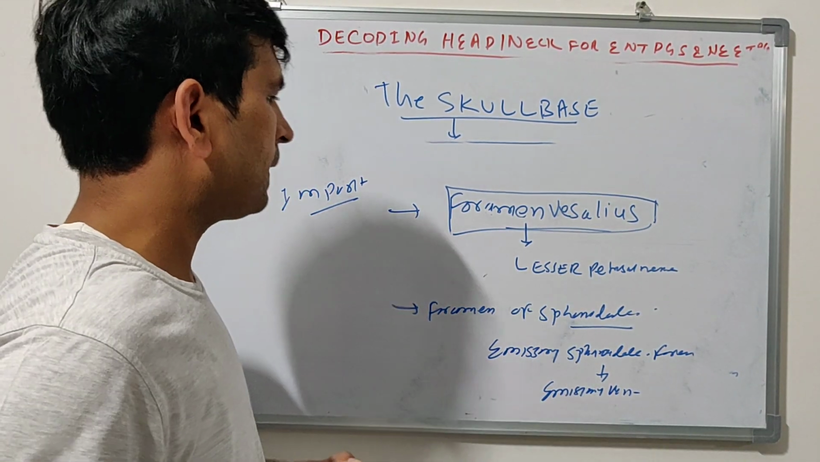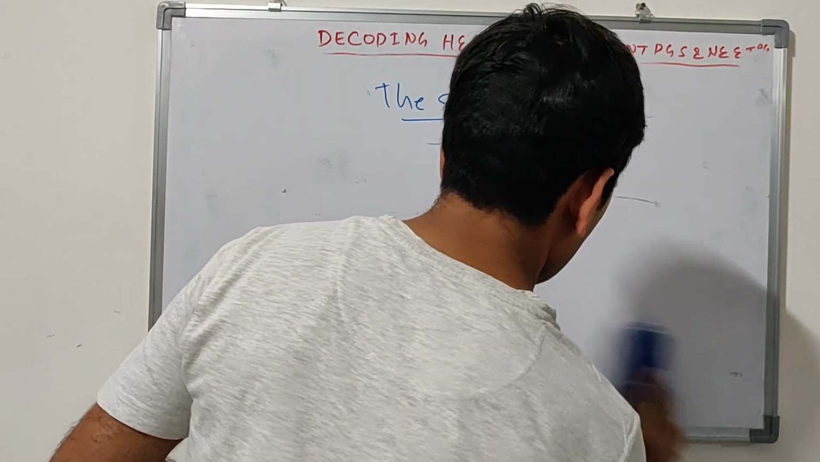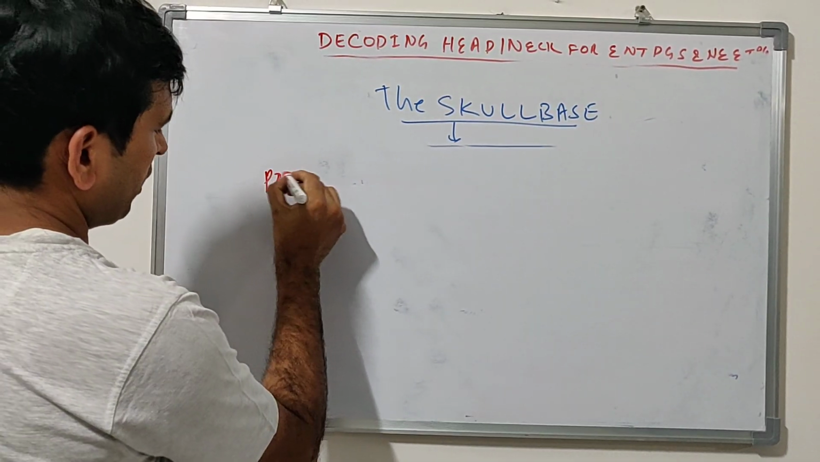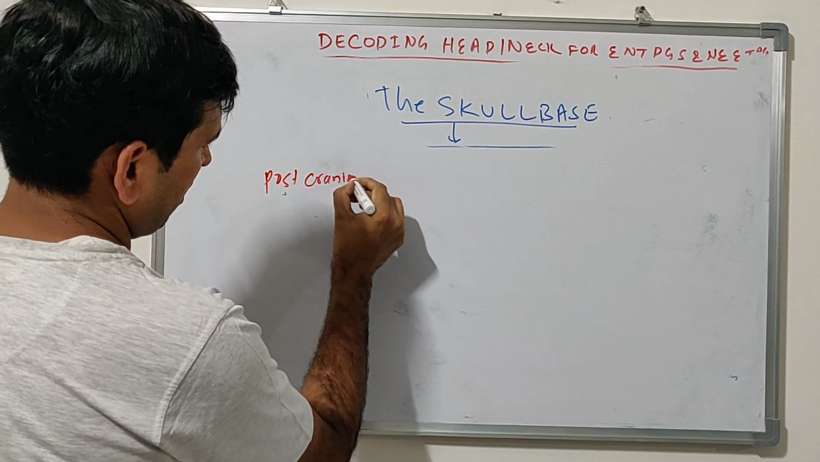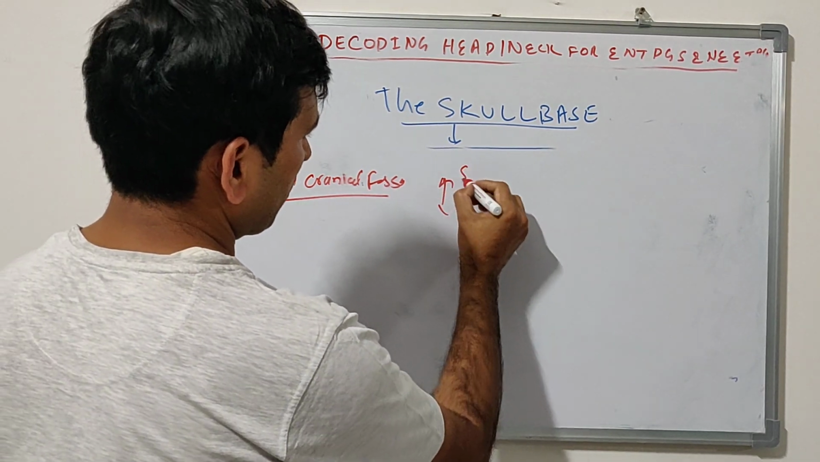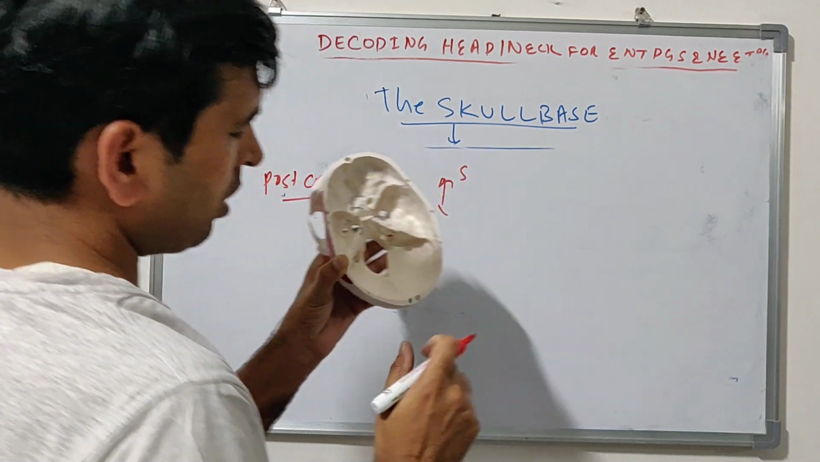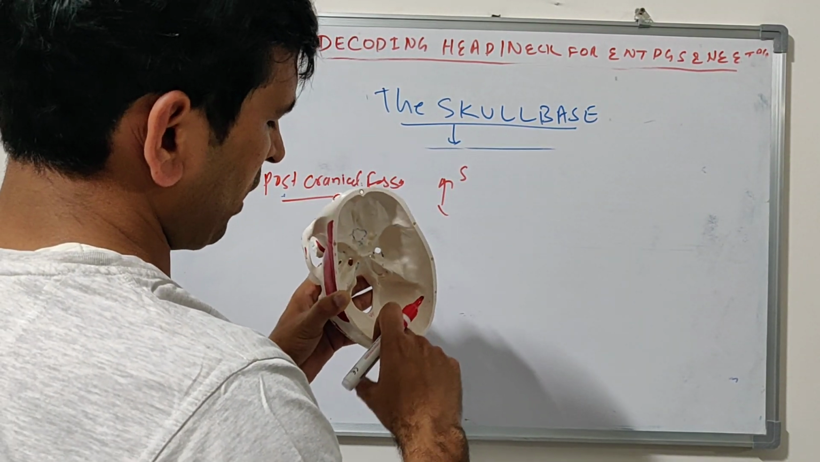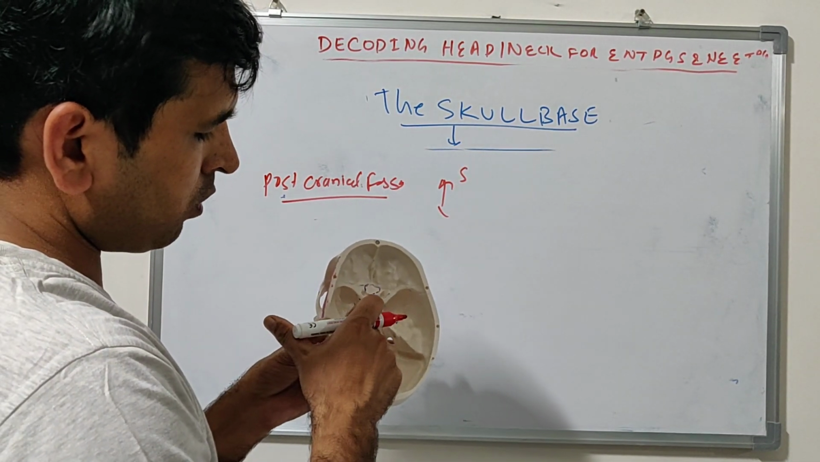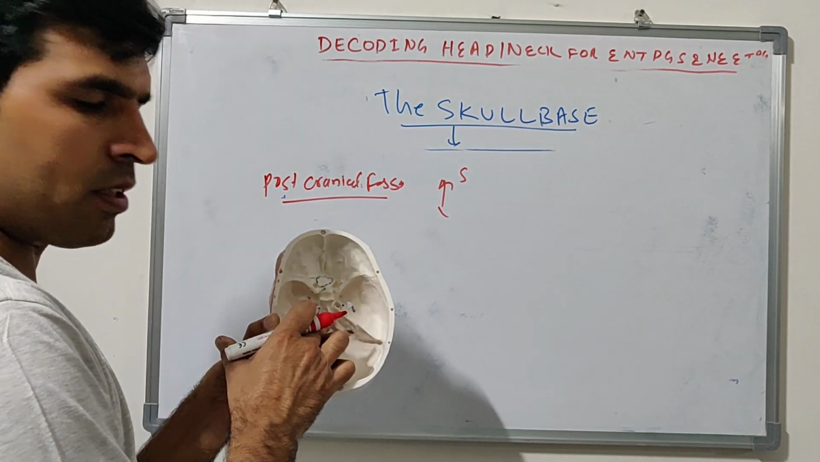Now we will talk about the posterior cranial fossa. This extends from the superior border of the petrous temporal bone to the internal occipital protuberance, or the squamous part of the occipital bone. Here it also includes the external midline, the base of sphenoid and base of occipital.